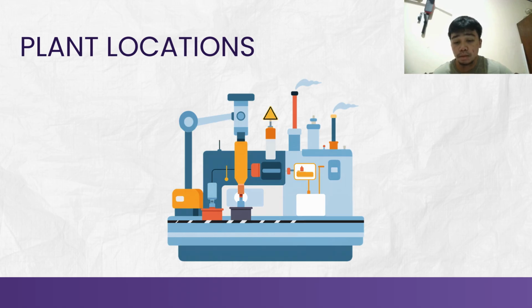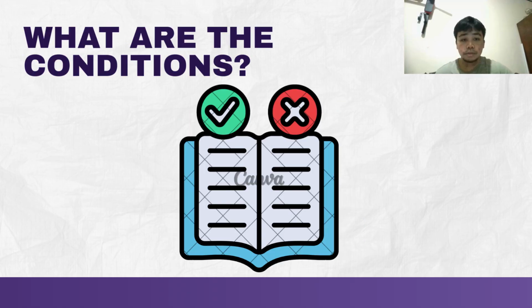And because each plant has a maximum capacity, a cheap plant cannot supply everyone, and production must be split across locations. So before proceeding with the data, what are the conditions and the rules for Sunchem manufacturing?